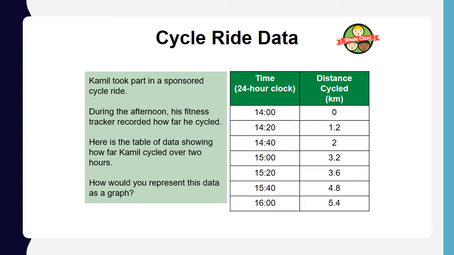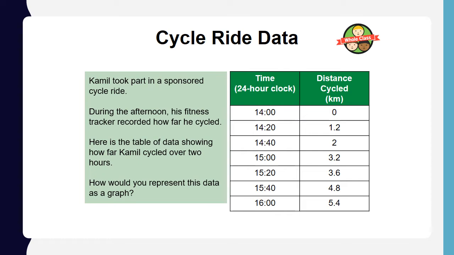So let's look at a scenario together. Camille took part in a sponsored cycle ride. During the afternoon, his fitness tracker recorded how far he had cycled. Here is the table of data showing how far Camille cycled over 2 hours. How would you represent this data as a graph?